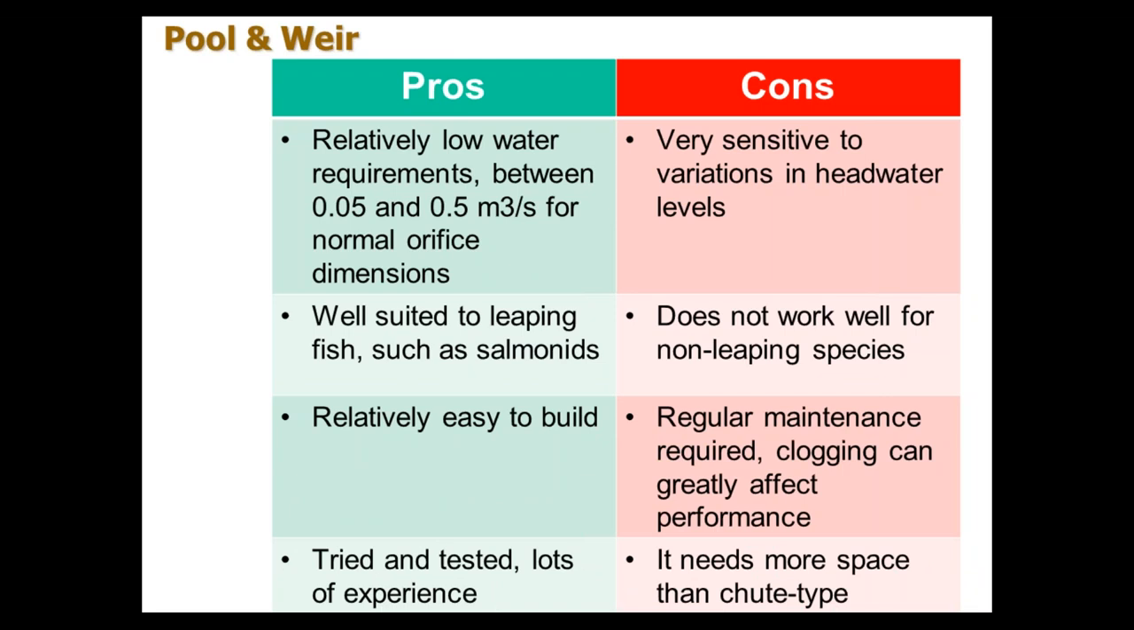If we talk about pros and cons of pool and weir types, we can say that the pros are that they have relatively low water requirements, between 50 liters per second and 500 liters per second for normal orifice dimensions. They are well suited to leaping fish such as salmonids. They are relatively easy to build, and they are tried and tested, with a lot of experience, because they are the oldest types of fish pass.